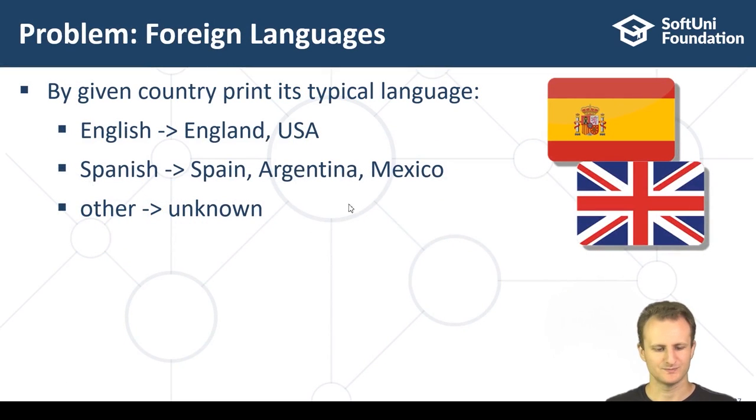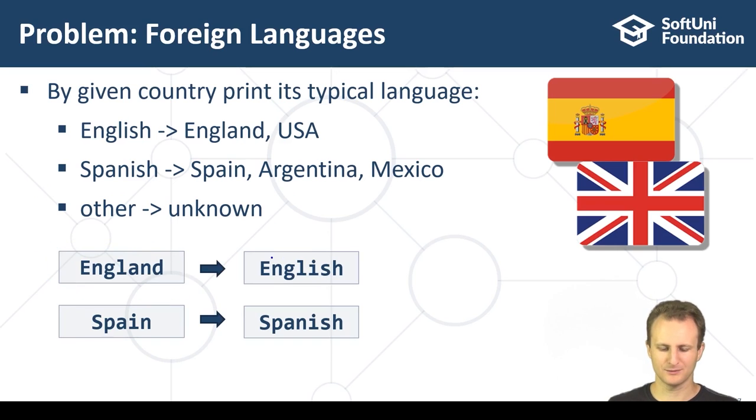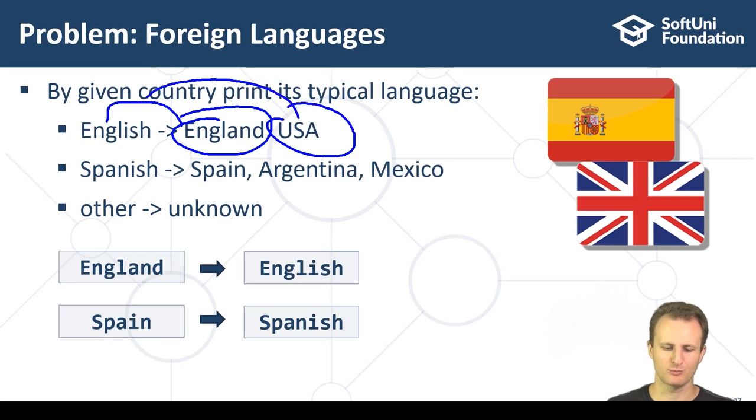Okay, so we have a problem: if we're given a country, well, if we're given a language, we need to print the following countries for that language. For English, we need to print England and USA, and for Spanish, we need to print Spain, Argentina, and Mexico, and for others, we don't know. So if we get England, we should get English. If we get Spain, we should get Spanish. The description is a bit in reverse of what the input actually is. So we get England and we print English, and we get USA and we print English again.